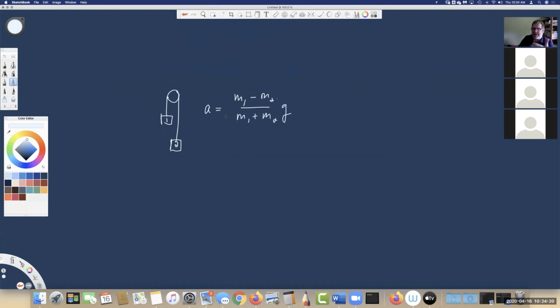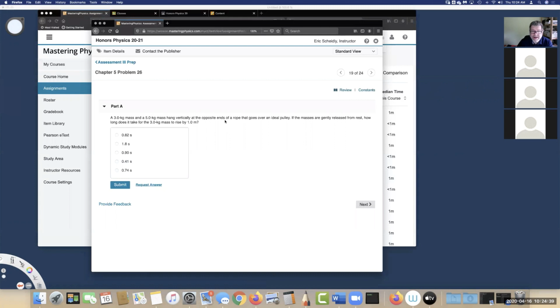How did I know that? Well, I've been doing physics all my life, so I know what that solution is. I'm going to post that solution to Google Classroom. At any rate, what I have to do for this multiple choice question is calculate that acceleration, m1 minus m2 over m1 plus m2 times g. And then I have to use a kinematics equation to work out what the answer is.